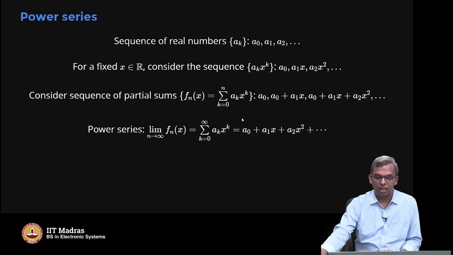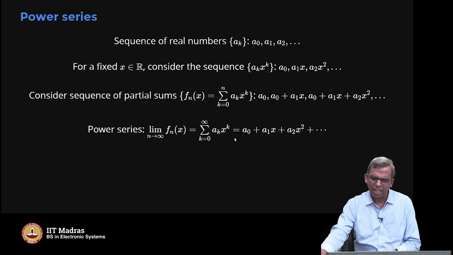Okay, so you see how this power series comes. You start with a sequence, and then you bring in this x, and then you make these partial sums, and then you tend n to infinity here, you get a series. Okay, so this is how a power series comes about. For any a0 and x, you can think of this power series.